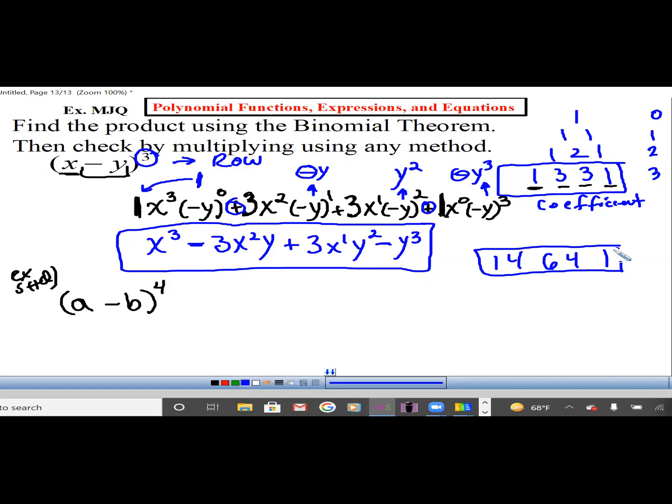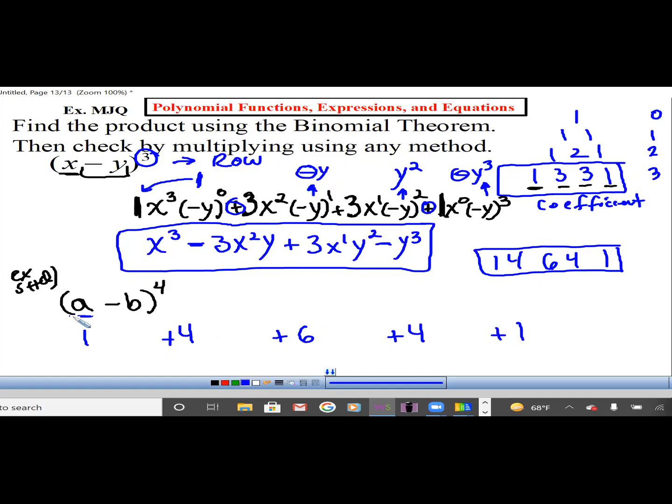Now, for those of you that are still struggling setting this up, let me show you another way of setting it up. Hopefully that helps. Here we go. We know that these are what? Coefficients, yes? So watch what I'm going to do. 1, leave a space, plus 4, leave a space, plus 6, leave a space, plus 4, leave a space, and 1.